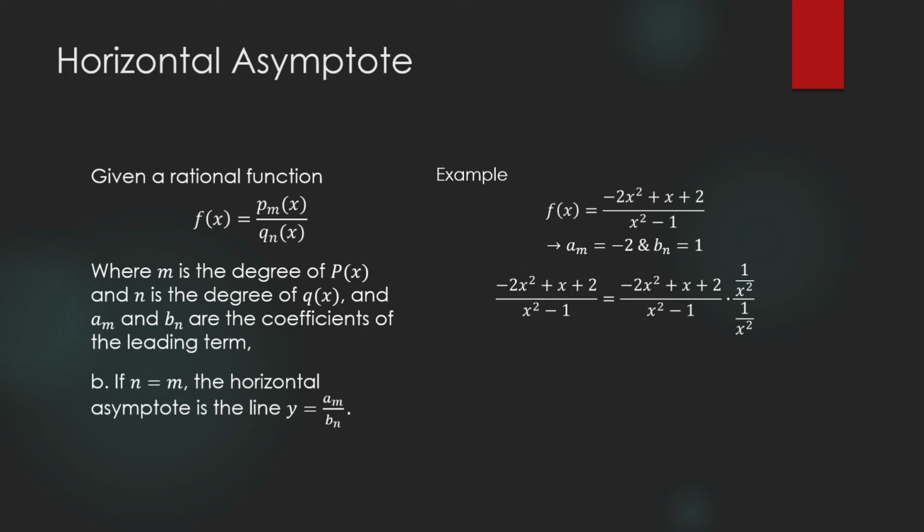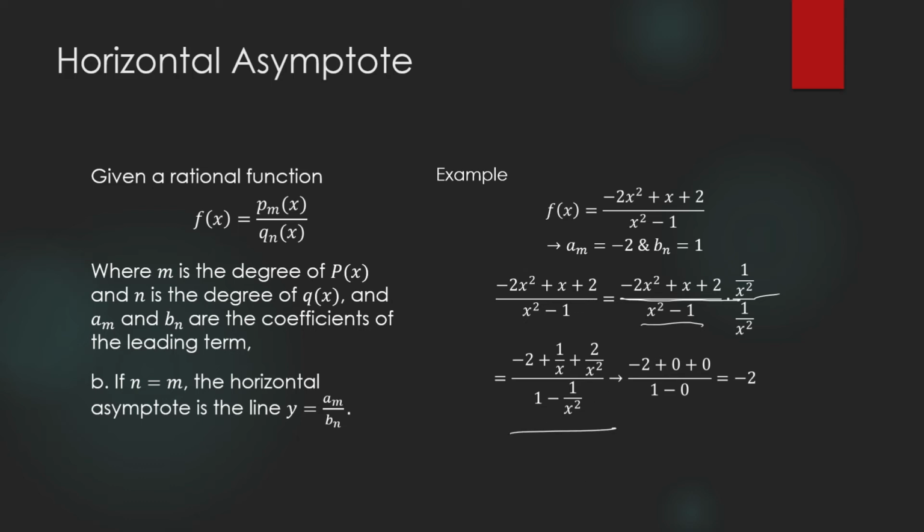And why is that so? Look at this. So this and this are equivalent functions. Why? Because this is just equal to 1. Any non-zero real number multiplied by 1 is equal to itself. Now look at what happens here. I will apply the distributive property of multiplication over addition. You will multiply 1 over x squared to each of the terms in your numerator, and you will do the same with the denominator. And this is the result.